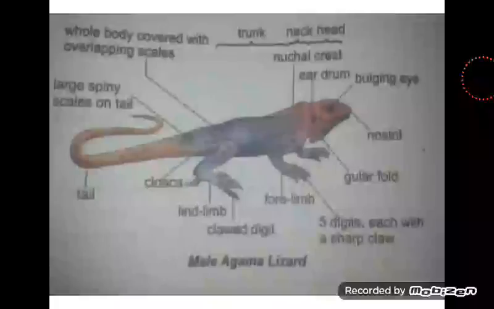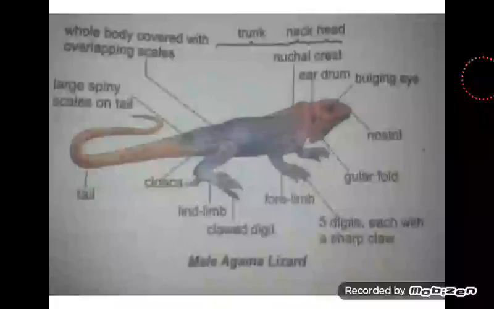Male Agama lizard. You might want to pause the video here, practice the drawing. When you're asked to say what are the physical appearance, what are the observable features of the specimen, just look at the things you could see: the gular fold, the crest, the knuckle crest, the eardrum. And another word for eardrum is tympanum. All right, the bulging eye, the nostrils, the forelimb, the cloaca.